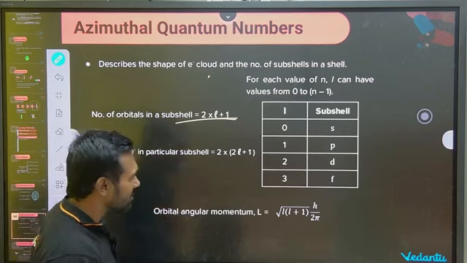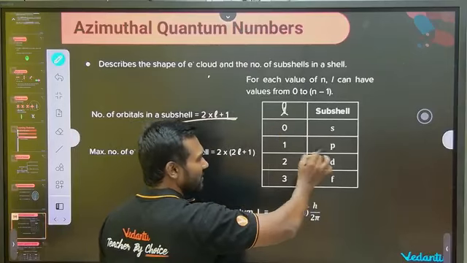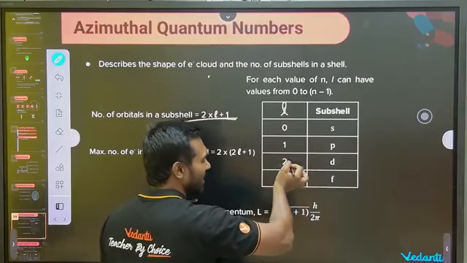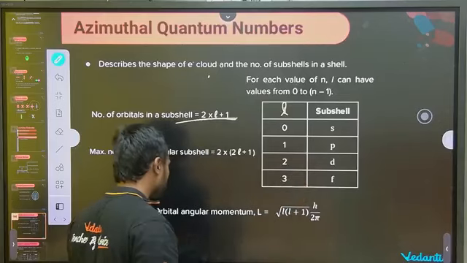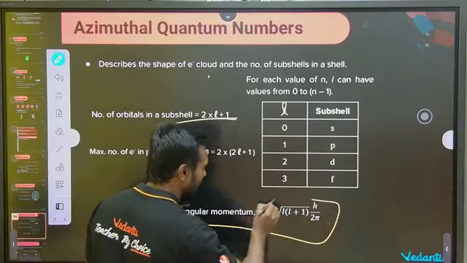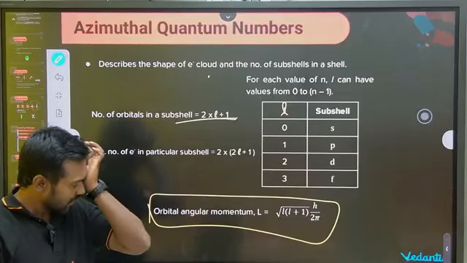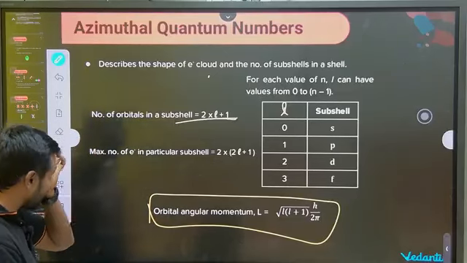So L values you have to remember. L value for s orbital is 0, for p orbital 1, d orbital 2, and f orbital 3. And orbital angular momentum formula: under root L into L plus 1, h by 2 pi. Under root L into L plus 1, h by 2 pi.